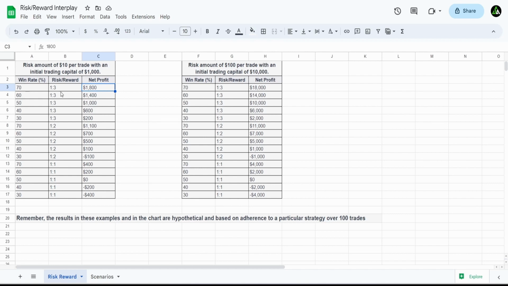We know, based on a specific strategy and the math involved, that every 100 trades we take, we're going to win 70% of them. So this is an example of having a win rate of 70% with a risk reward ratio of 1 to 3.